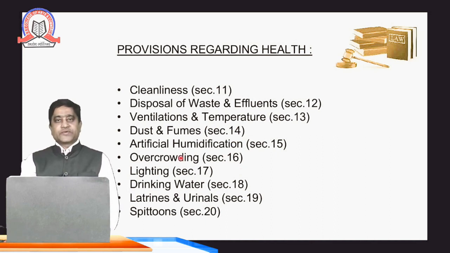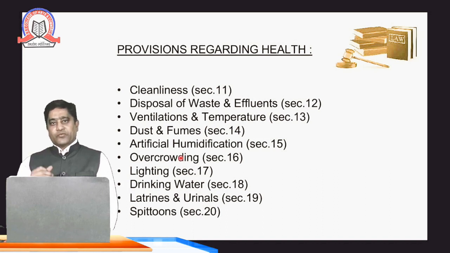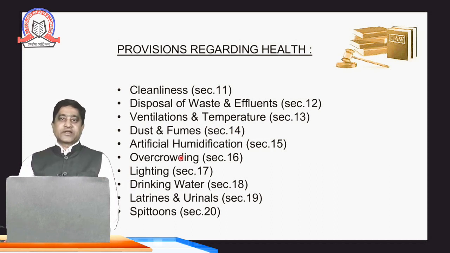Section 17 deals with the lighting aspect, whether the factory should be illuminated with a light source. Section 18 deals with drinking water: where the drinking water should be kept, what type of marking should be kept on that particular container, and how it should be provided to the workers. Section 19 speaks about urinals and latrines. There should be two separate urinals for male and female workers, and it should be written specifically, or there should be a screen between them.